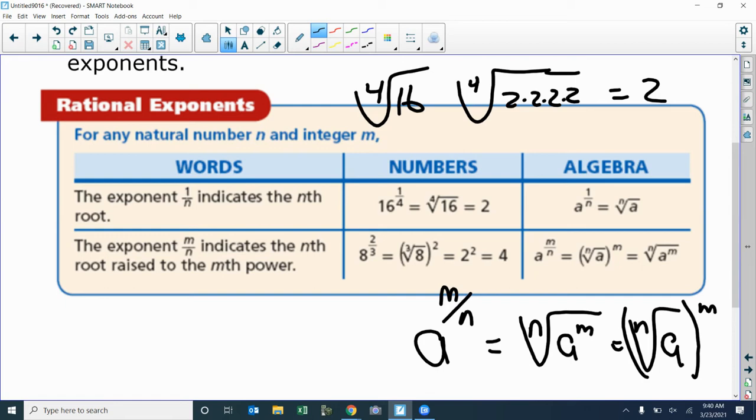So what are we talking about? We're talking about exponents that are fractions now. Remember when we add fractions, we have to do what? Have the same denominator, don't we? When we multiply fractions, we can just multiply straight across. So multiplying is a lot easier than adding fractions.